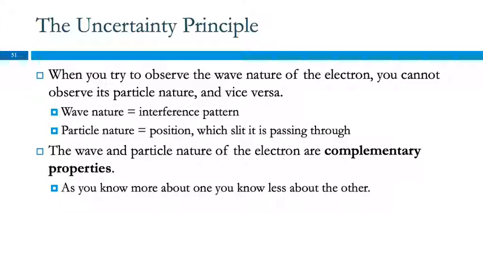So the wave and particle nature of the electron are complementary properties, and what this means is the more you know about one, the less you can know about the other. You just can't.